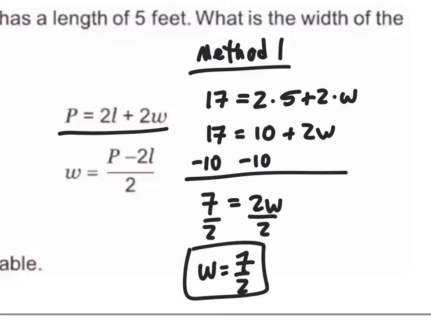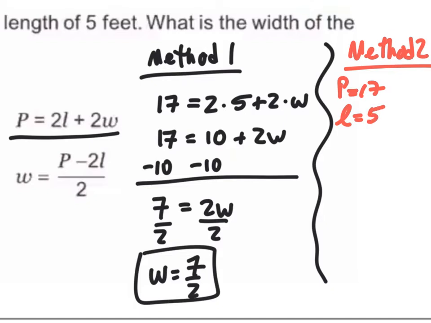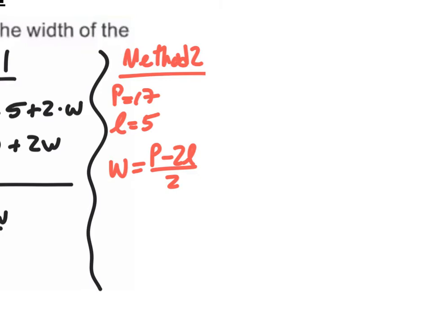Okay, now in method 2, I'm going to use the other formula. So this is method 2, and I'm going to write out the formula. I know that P is equal to 17. I know that my length is equal to 5. And so I have the formula w is equal to P minus 2L all over 2. Okay, so watch what I do here. If I'm looking for my width, I'm going to plug in my perimeter, which is 17, minus 2 times my length, which is 5, and then I'm going to divide all that by 2. And all I have to do now is just evaluate this.